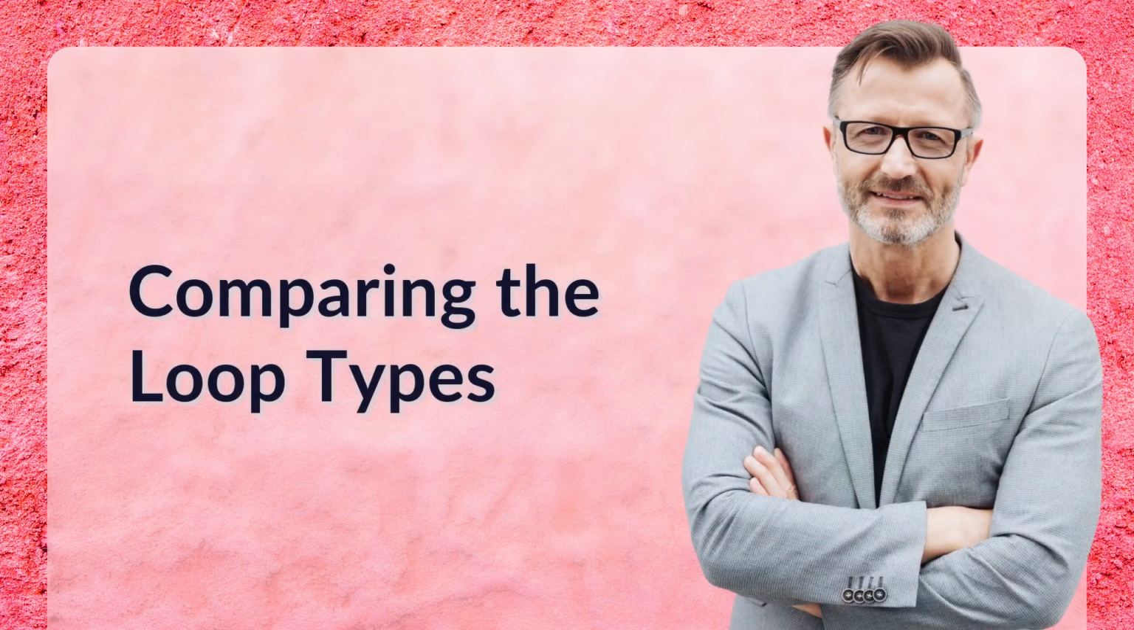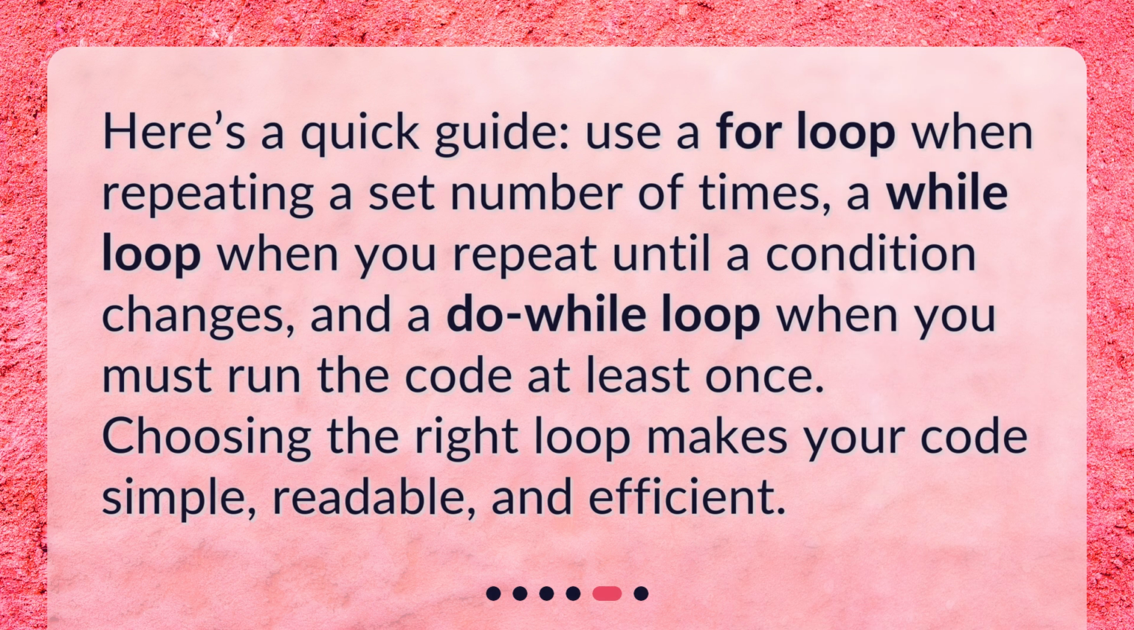Comparing the loop types. Here's a quick guide. Use a for loop when repeating a set number of times, a while loop when you repeat until a condition changes, and a do-while loop when you must run the code at least once. Choosing the right loop makes your code simple, readable, and efficient.